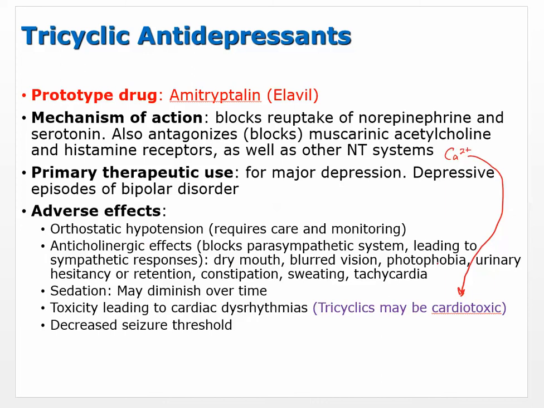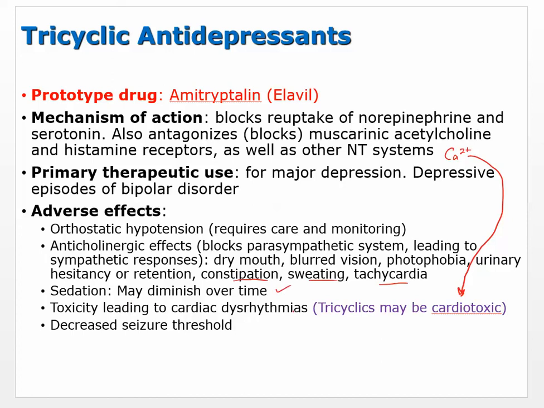Dry mouth, blurred vision, photophobia, urinary hesitancy. Well, parasympathetic is urination and defecation. So if you have sympathetic, you might expect to see urinary retention and constipation, which is another one. Sympathetic also would involve sweating, tachycardia. So all of these things really make sense. Sedation. Now the sedation comes from the antihistamine effect that happens in the brain. So that can cause the sedation and may diminish over time.